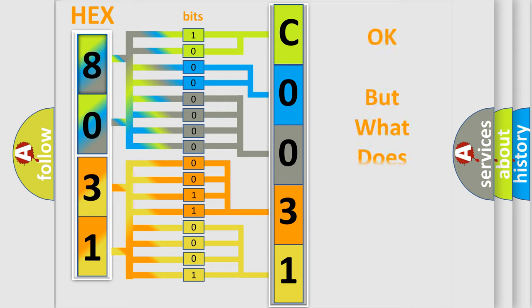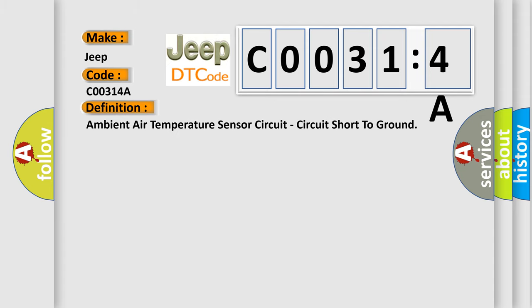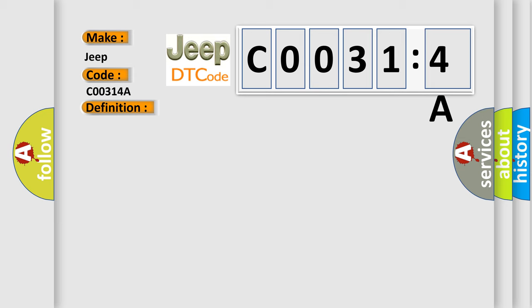The number itself does not make sense to us if we cannot assign information to what it actually expresses. So, what does the diagnostic trouble code C0031-4A interpret specifically for Jeep car manufacturers? The basic definition is ambient air temperature sensor circuit short to ground. And now this is a short description of this DTC code.